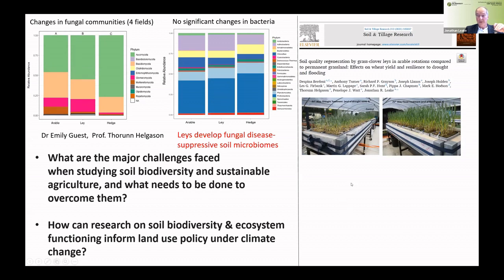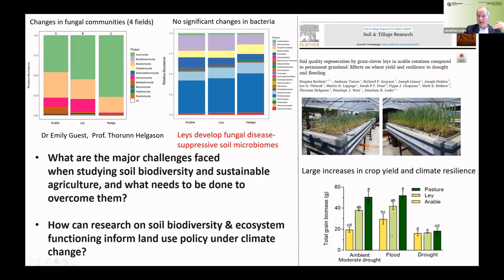And the upshot of this was when we ran trials with wheat grown on the soil out of these leys, what we found was really improved wheat growth, greater resilience to drought and flooding, and substantially boosted yields, no doubt as a result of the nitrogen inputs from the clover, the structural improvements, better water storage capacity, etc., etc.